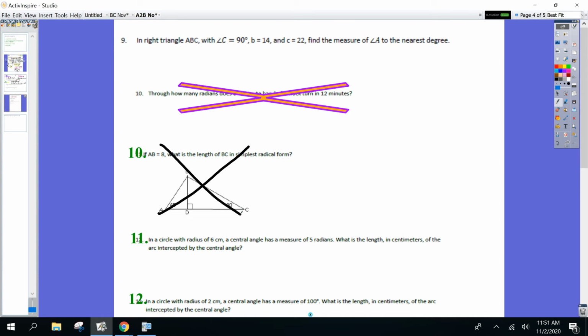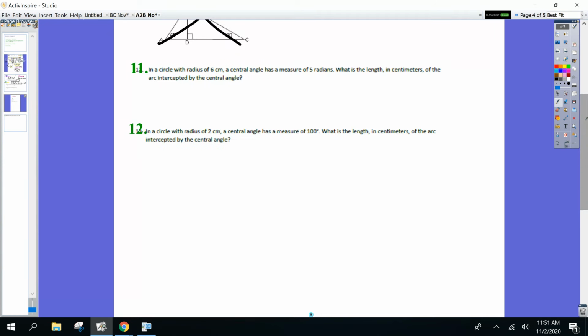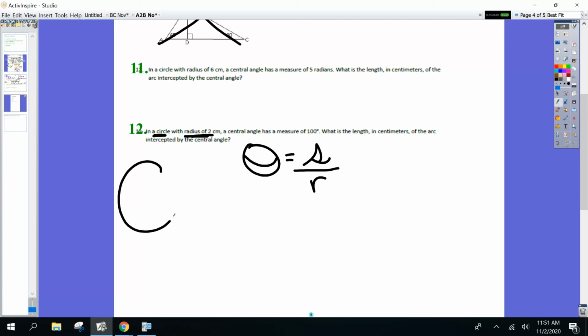Okay, so it looks like I've got time for one more, and that's going to be number 12 with you. Look at it right off the bat. Circle with a radius. I already know what I'm going to use, right? Theta equals S over R. I just have to figure out where to plug in everything. I've got a radius of 2 and an angle of 100 degrees. What's the arc length?